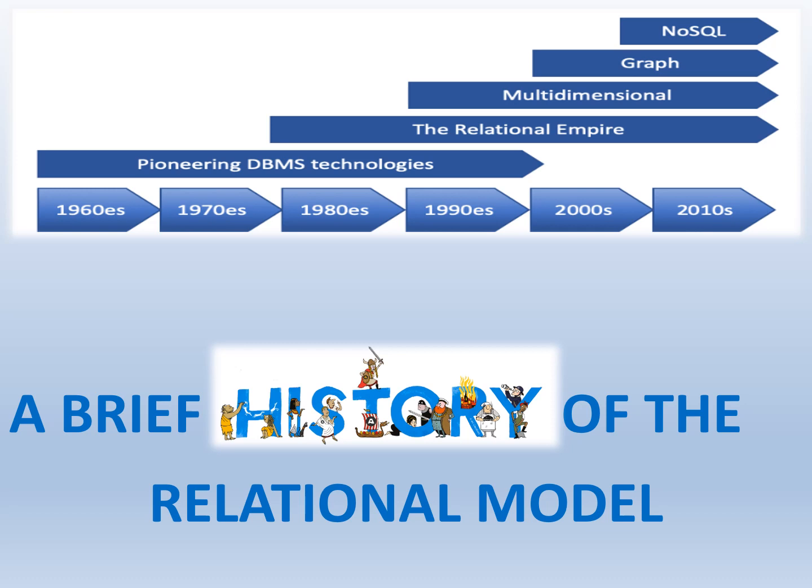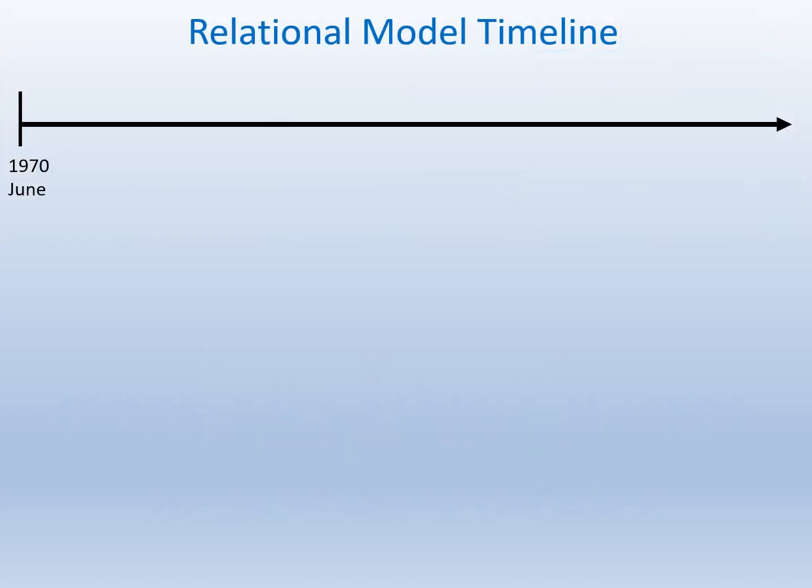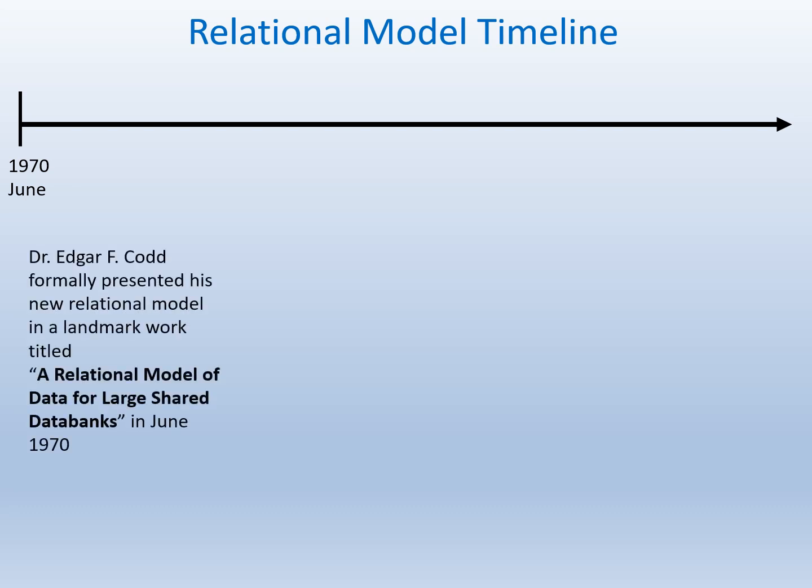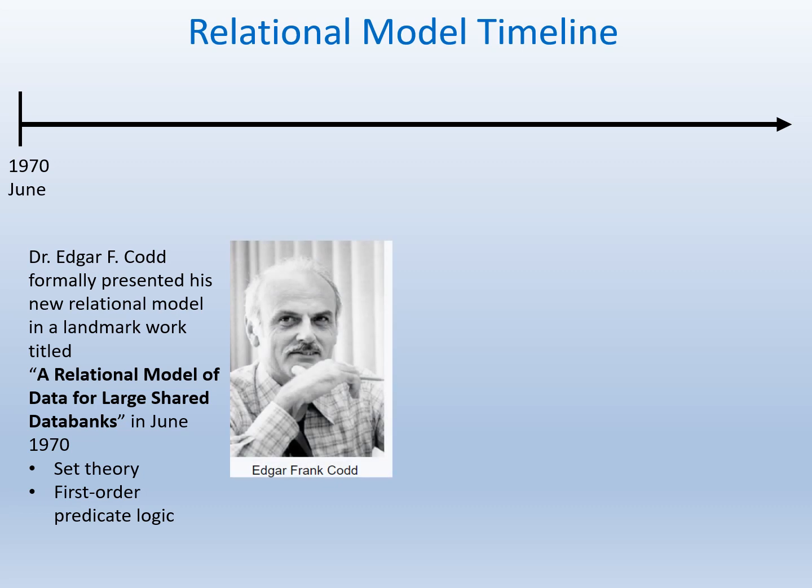Let's take a brief history of the relational model. The relational model was formally defined in June of 1970 when Dr. Edgar F. Codd published his white paper, A Relational Model of Data for Large Shared Databases. Prior to his publication, prior to relational models, data was saved in a hierarchical fashion. The relational model is based on set theory and first-order predicate logic.